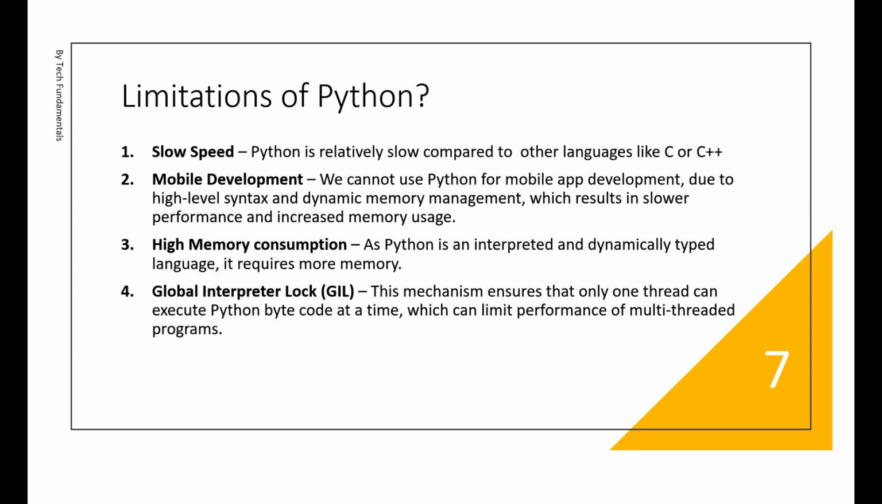It requires more memory. There is a concept called the global interpreter lock. This mechanism ensures that only one thread can execute Python bytecode at a time, which limits the performance of multi-threaded programs.